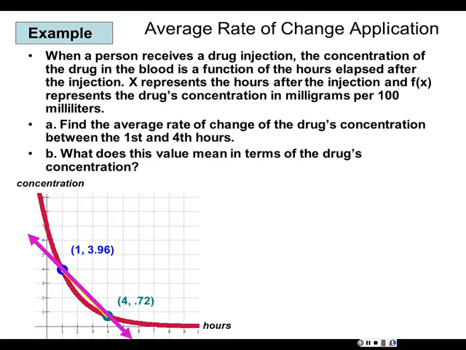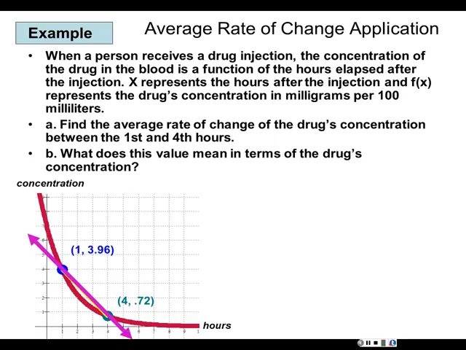All you need to do is, since the formula is f of x2 minus f of x1 over x2 minus x1. As you know from the beginning, it doesn't matter which point you assume as 2 or which point you assume as 1. It's up to you. You will have the same answer. So let's plug those values in: 3.96 minus 0.72 over 1 minus 4. And it should be done. Remember, the rate can be negative. And this is going to be a negative rate.